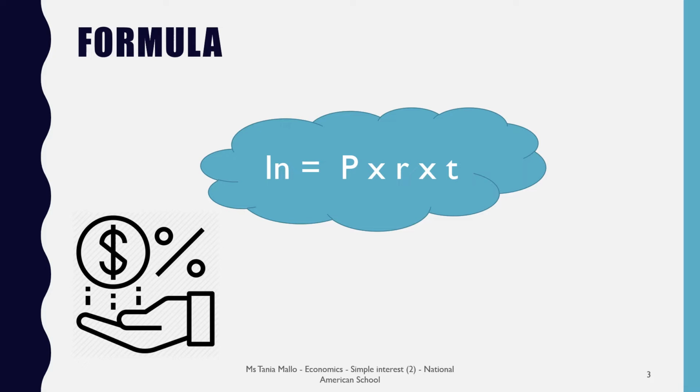In these examples, I'm only going to give you examples where R and T are in the same period, that means they both are in years. In the next session, we're going to see what to do and how to calculate if R is in months and T is in years, or if R is in years and T is in months.